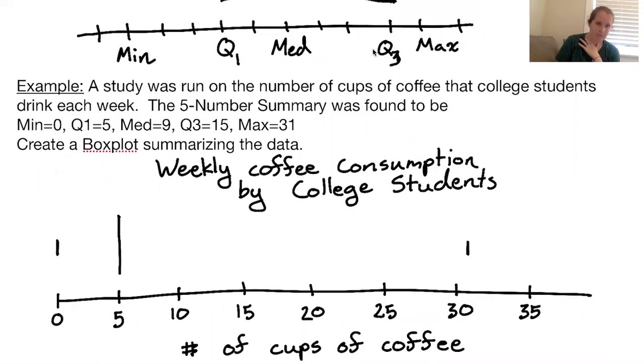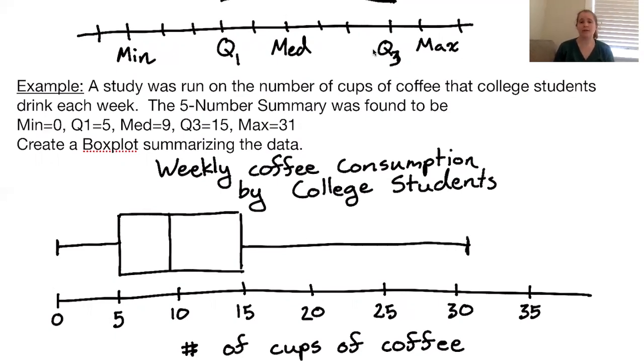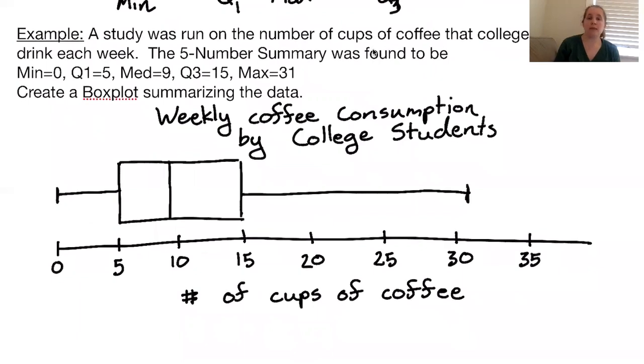Q1 was at 5. Our median is at 9. And Q3 is at 15. So we draw our lengthy vertical lines at Q1, our median, and Q3. And now we'll close out our box and draw our 2 whiskers. So this is creating a box plot. It's fairly simple. You just have to remember the min and the max get the short lines, and then the Q1, median, and Q3 get our longer vertical lines. They make up our box. And that's it for making box plots.